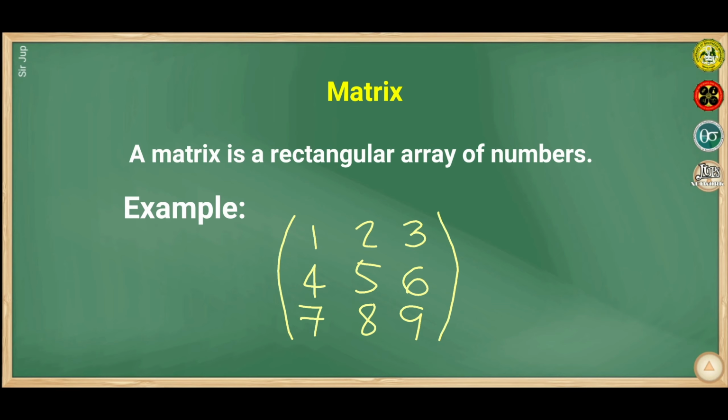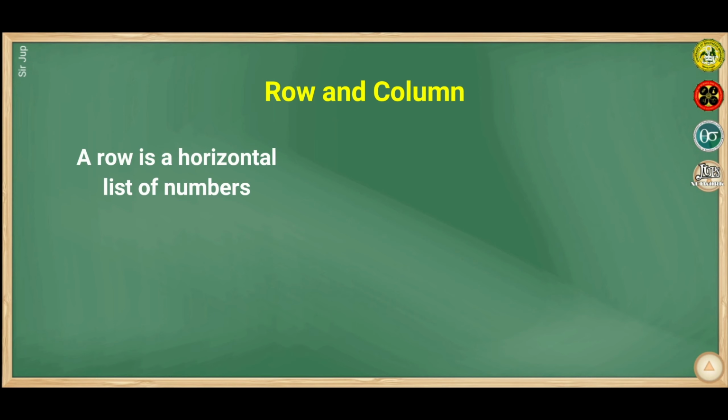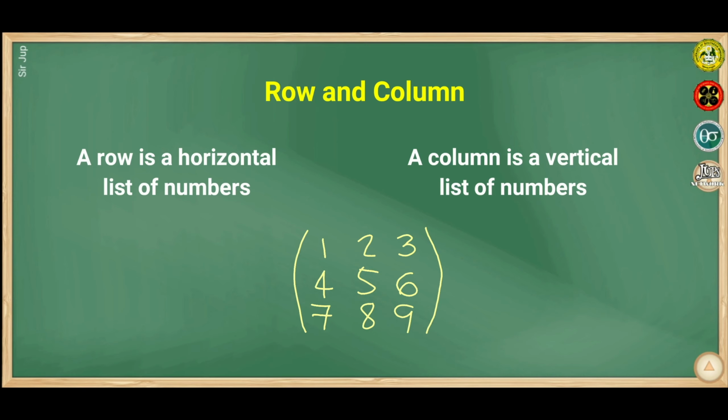This is an example of a matrix. A row is a horizontal list of numbers in a matrix. So in the previous example, we have three rows, namely 1, 2, 3; 4, 5, 6; and 7, 8, 9. On the other hand, a column is a vertical list of numbers. So in our previous example, we also have three columns: 1, 4, 7; 2, 5, 8; and 3, 6, 9.